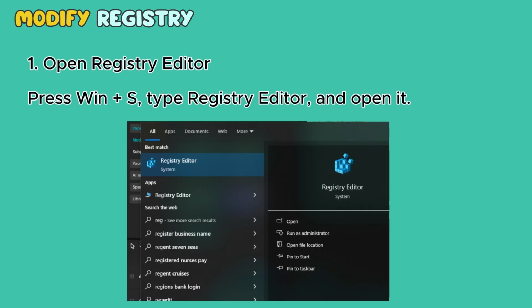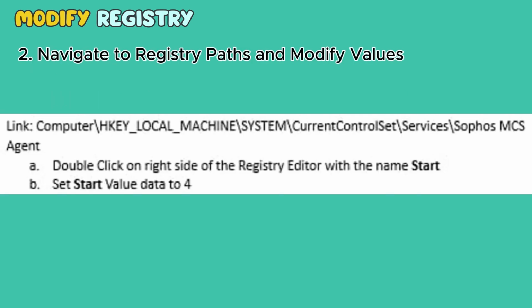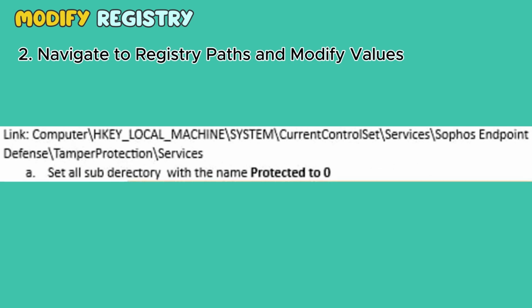Step 2 takes us to the registry editor. Press Win+S, type registry editor, and open it. Ready to tweak some settings? Go to the key HKEY_LOCAL_MACHINE\SYSTEM\CurrentControlSet\Services\Sophos MCS Agent. On the right, double-click Start and set its value data to 4.